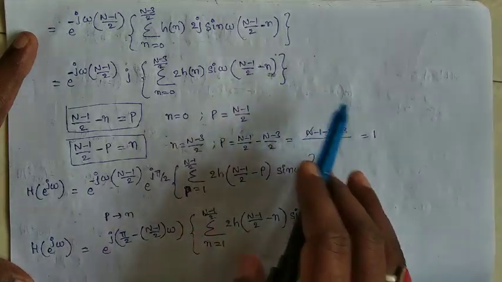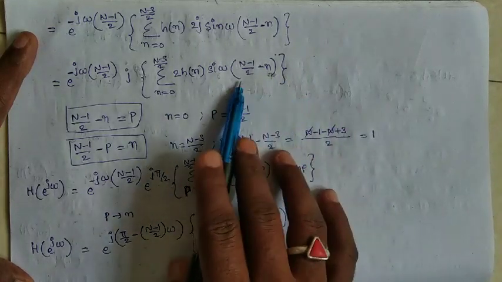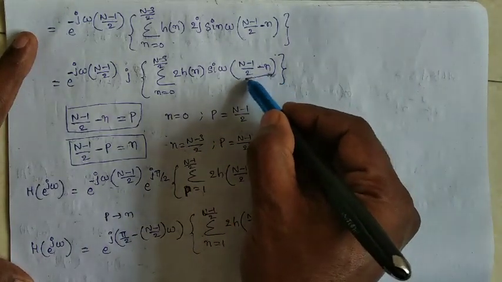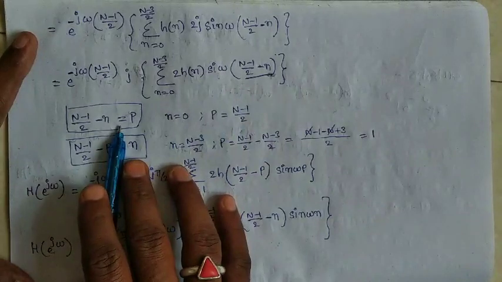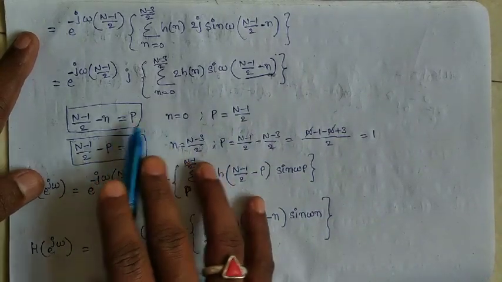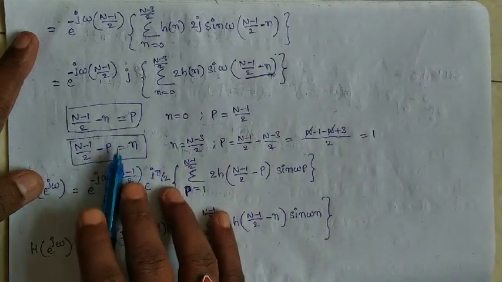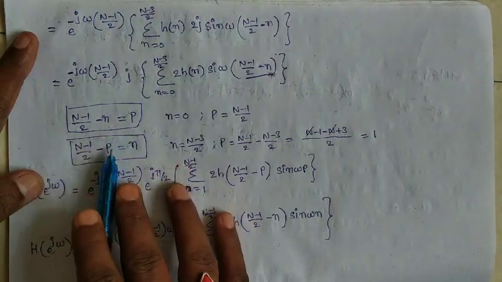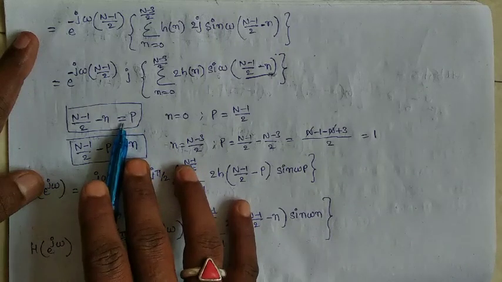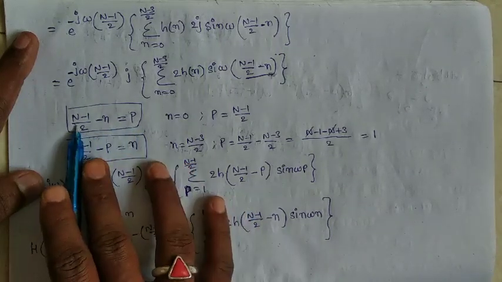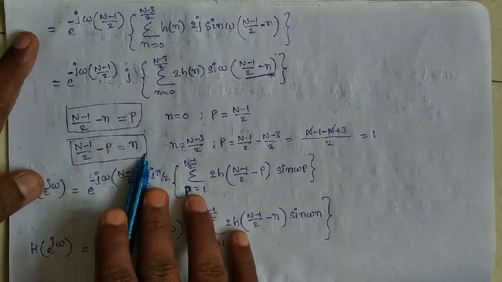Now we are taking (N minus 1)/2 minus n equal to p. From this we are determining the n value. n is equal to what? From this we determine n: n is equal to (N minus 1)/2 minus p.